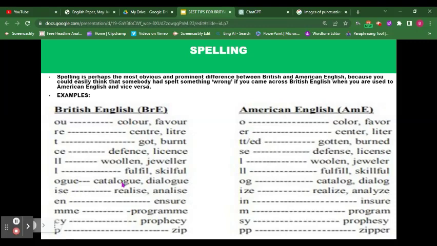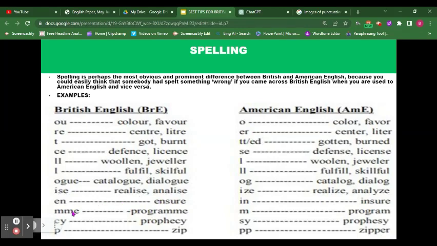Words that end in OGUE, as you have in catalog and dialogue, have only OG in American English, as you have in catalog and dialogue. Where you have ISE in British English, as you have in realize and analyze, you have IZE in American English, as you have in realize and analyze. EN in British English, as you have in ensure, is IN in American English, as you have in ensure. So take note of these differences.